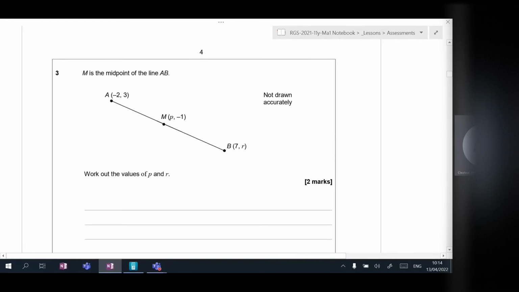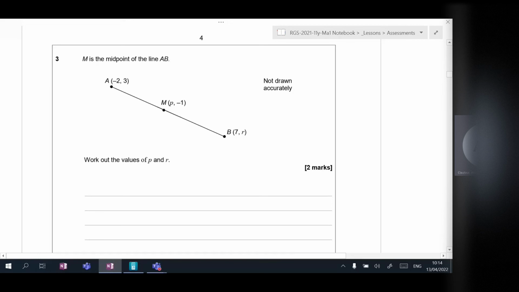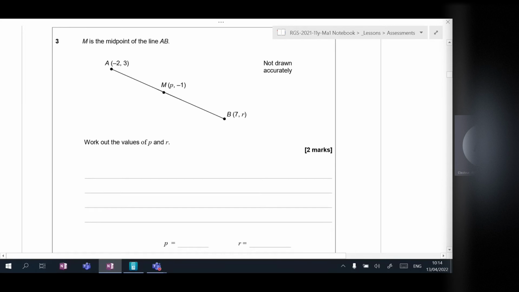For question 3, just some work with midpoints. So remember, to find the midpoint between 2 points, we average the x coordinates and we average the y coordinates. So to get my midpoint P, I'm going to average my x coordinates: 7, add minus 2, and divide that by 2. That gives me P is 2.5.